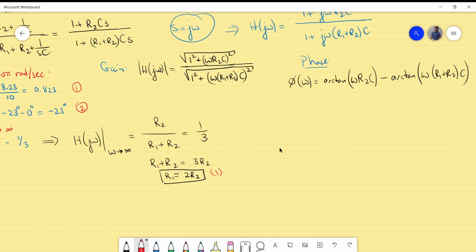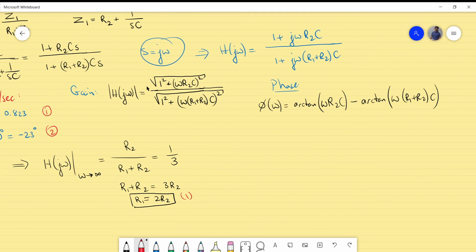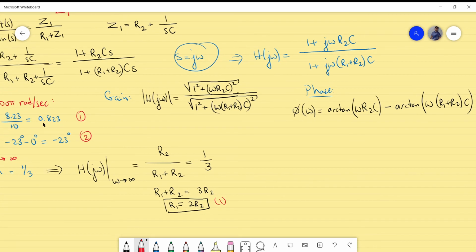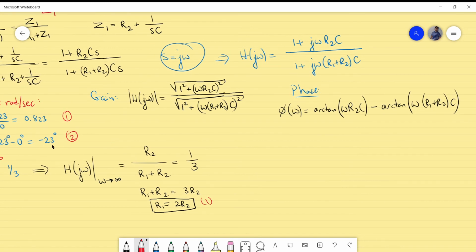So what do I do next? I can now substitute the value for omega in this expression, also in this expression, and express this, of course, equal to 0.823, and also the phase equal to minus 23 degrees. So then I have another equation, and I will set up the equations for that, and I will determine then, using the equations we have now, the component values. So the next step is just substituting the values for omega in the expression for the magnitude and for the phase.